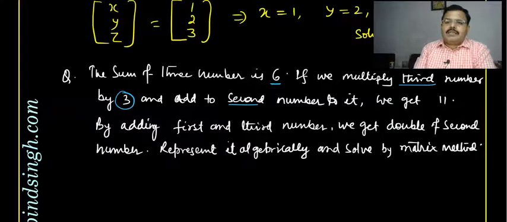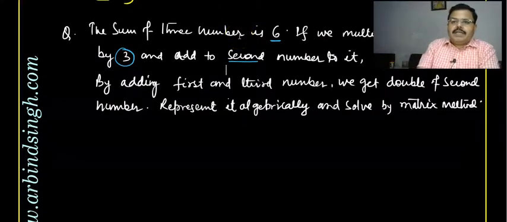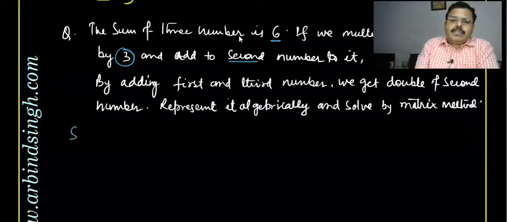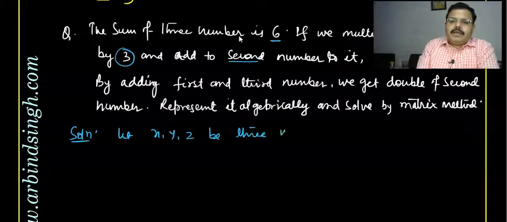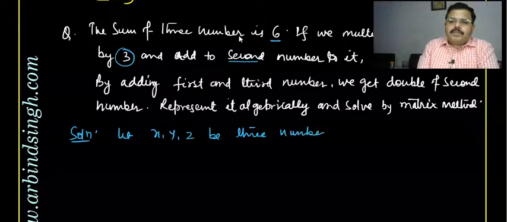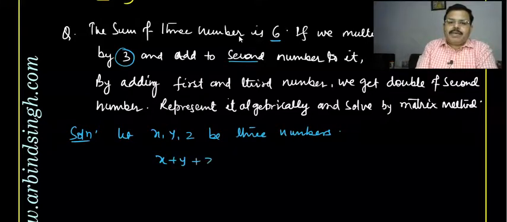So there is a discussion of three numbers. Let us first suppose the three numbers are x, y, z. So in the solution we can write, let x, y, z be three numbers, described as first, second and third. So according to the question, the sum of three numbers is 6, so we can write x plus y plus z is equal to 6.